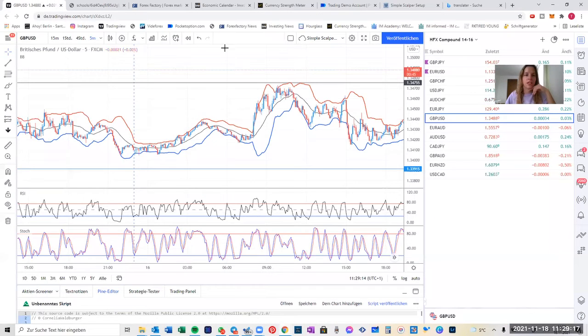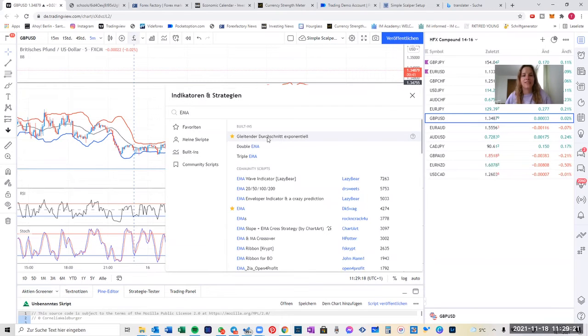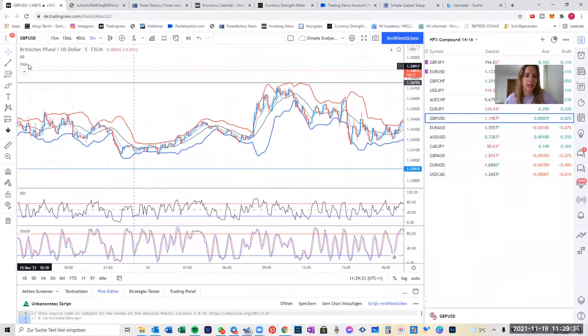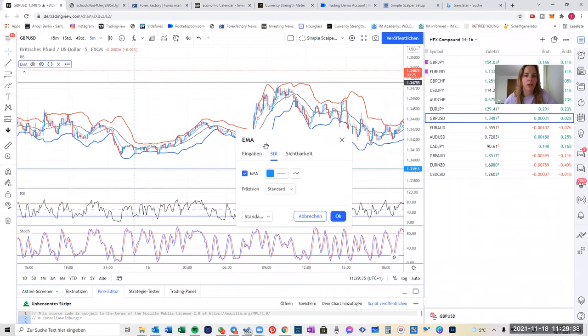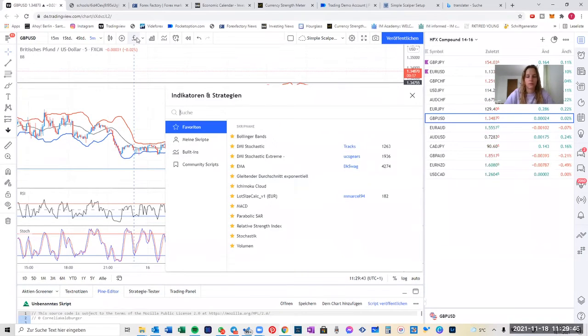So now we're coming to the purple line, EMA. I don't know how that is in your English TradingView. I'm really sorry, I don't know. We have to take this, and I just show you real quick how it's looking. Oh no, it's not this. Okay, sorry. I'm always a little bit confused about this.